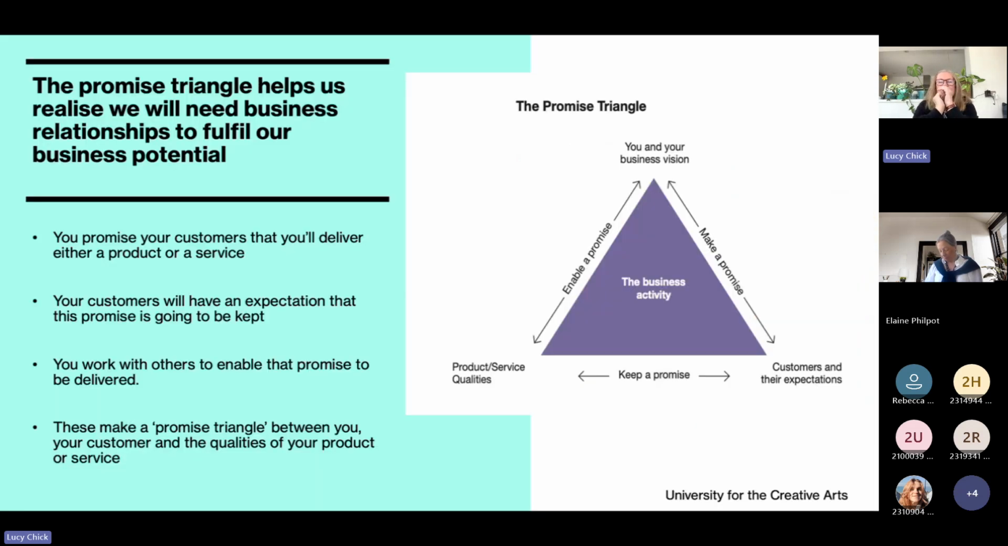So let's go back to yesterday. We talked about the promise triangle. And if you weren't here yesterday, here's the diagram of it. The promise triangle is really about the relationship between you and your customers and the people that help you make your business run. So essentially, you promise your customers you're going to deliver a product or service. They expect that you're going to keep that promise. You work with others possibly to enable the promise to be delivered. And this is the promise triangle. So this is part of where the relationships might come from. But also, as Elaine said, when you've been doing your business blueprint, it might have identified areas where you think, actually, this is really not my expertise.